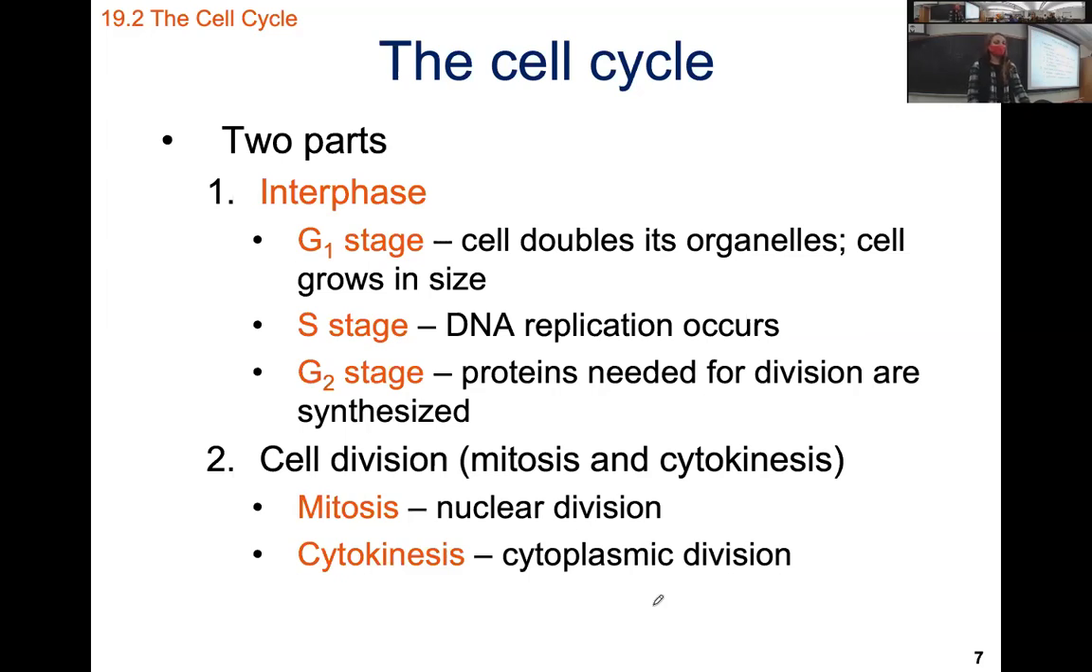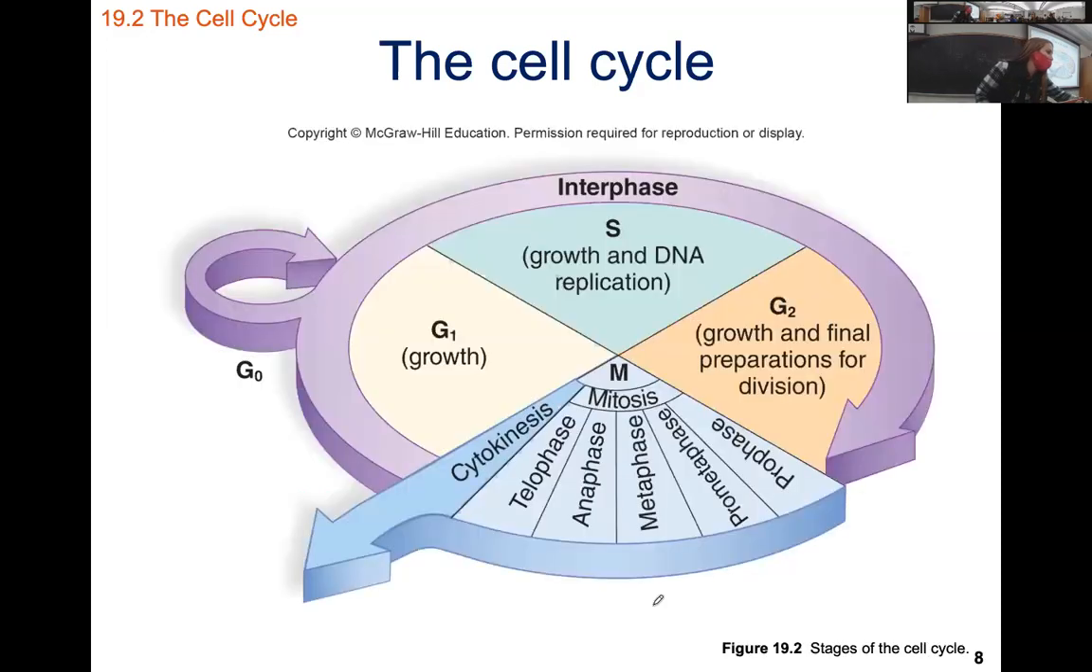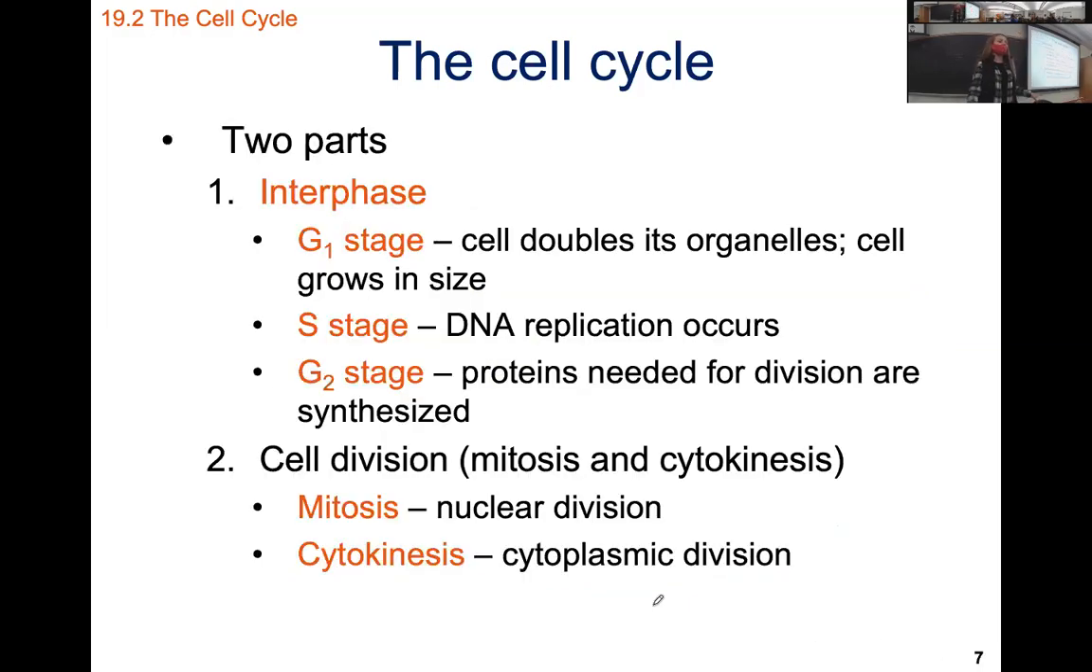So G1 stage, I'm going to kind of flip back and forth between the two. So G1 is kind of that light white yellow color on the left. This is called the growth stage. This is where the cell doubles its organelles and the cell grows in size. So the cell itself, its goal here is to make more cells. And in order to do that, it needs to multiply or grow in size, double the organelles. The organelles are those things on the inside of the cell that are like your mitochondria, your Golgi apparatus, things like that.